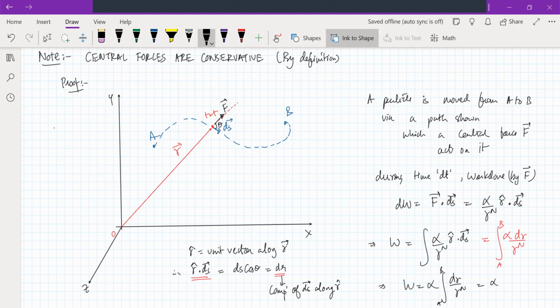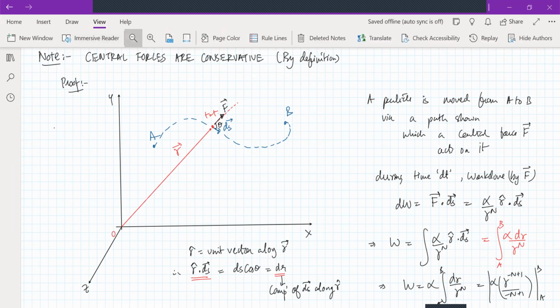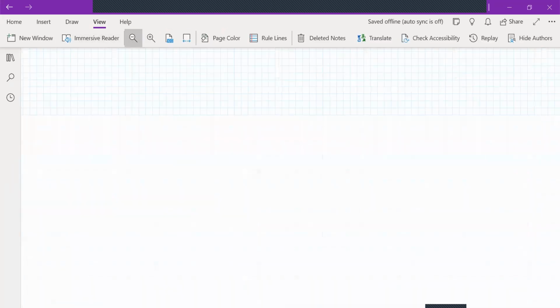So it will be alpha into r to the power minus n plus 1 upon minus n plus 1 from a to b. So when we substitute this a and b next, you can see that the value of this integration is going to be independent of the path. It is only going to depend on initial position A and final position B, which is the general proof that the central force is conservative in nature.